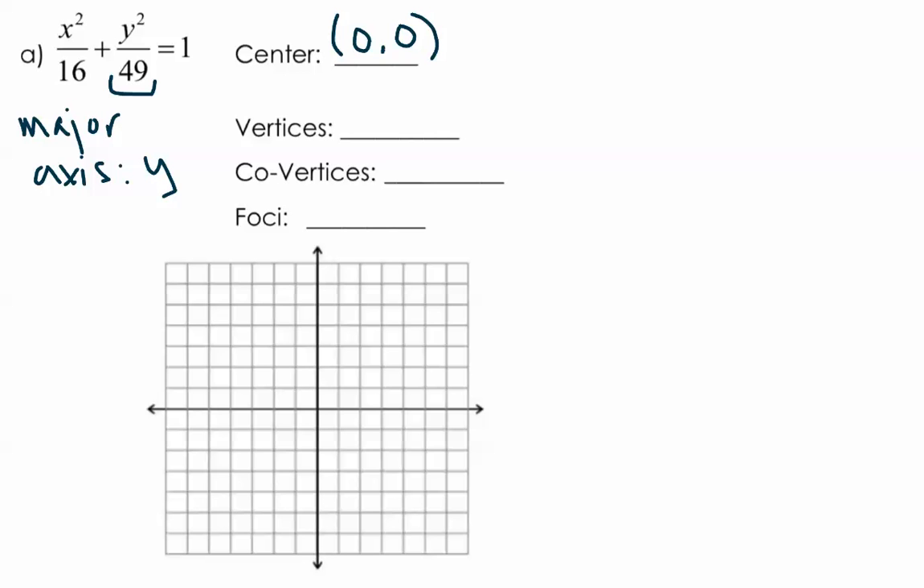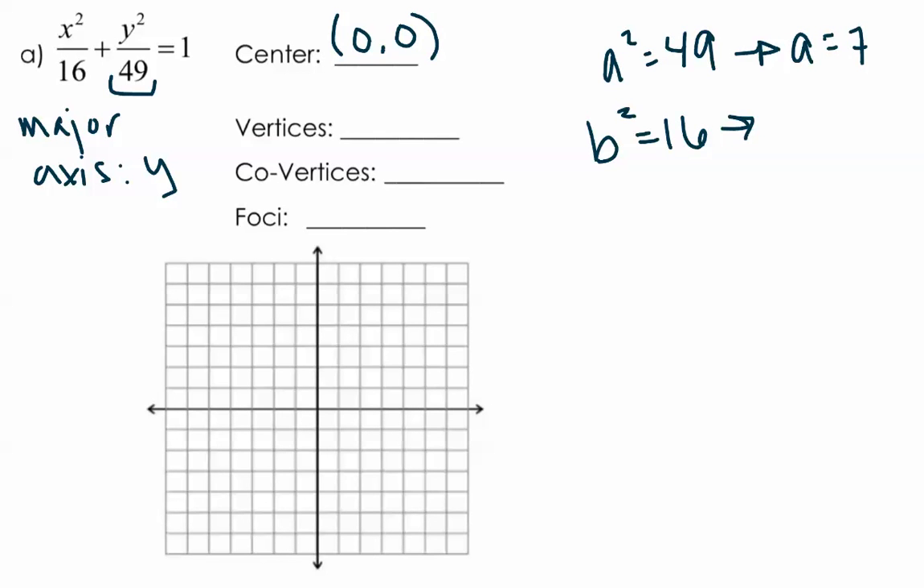It's always helpful to figure out what your a and your b values are. So a is always larger than b. A squared is larger than b squared. So if a squared equals 49, then that means a is 7. And remember what a represents, the distance from your center to your vertices. And then we're going to have b squared is 16, which is going to tell us that b equals 4.